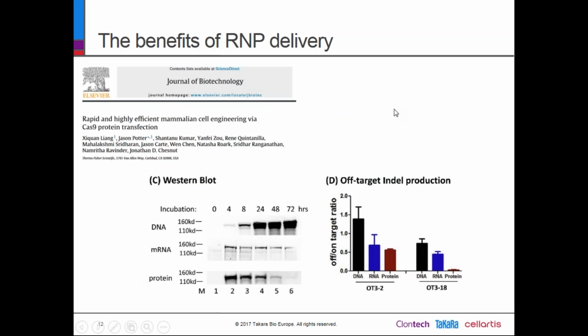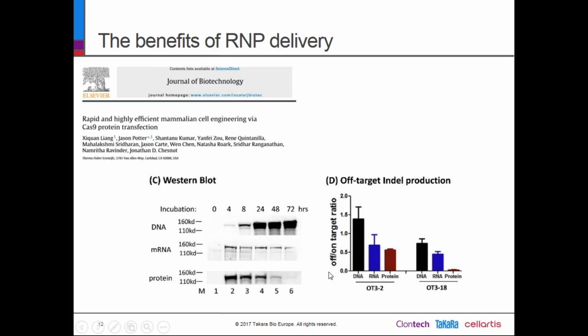And in this publication here from Liang and collaborators, they observed the same as in the paper from Kim. Here this was lipid transfection, but the authors also used electroporation for other cell types, here in HEK293T cells. And again, you can see that with DNA delivery, the onset takes longer, but then the Cas9 protein will be present for several days in the cells, whereas with protein delivery and also RNA delivery, the onset is much earlier, and the protein will be degraded quickly.